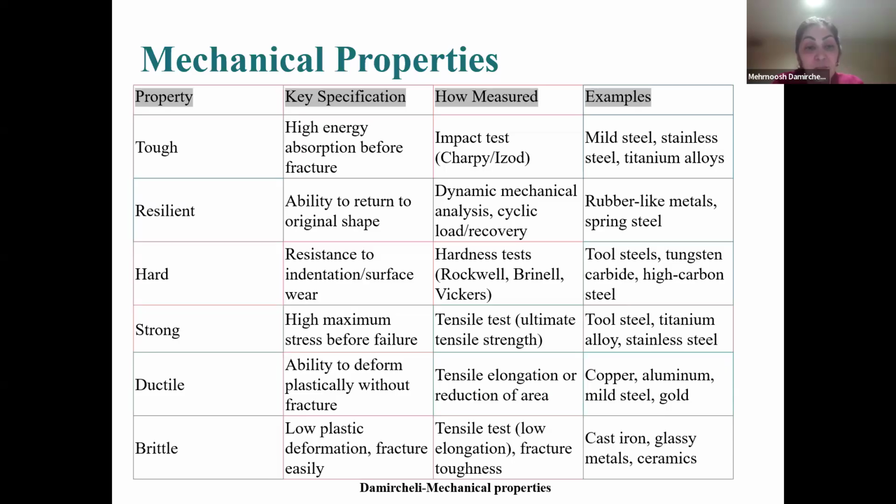Brittleness, and the material has this property, we say brittle, meaning low plastic deformation or low epsilon F, and we use the tensile test. Low EL percent or elongation percent is a good scale or good criterion for measuring brittleness.